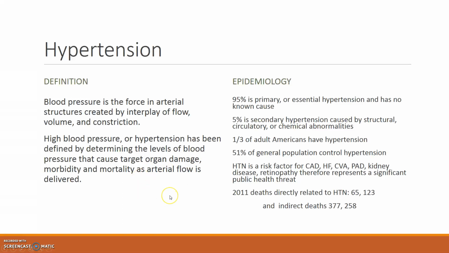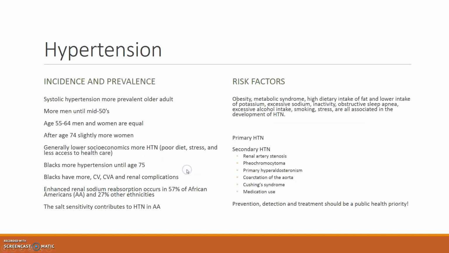In 2011, the deaths that they recorded directly related to high blood pressure was over 65,000. Indirect deaths were over 377,000. And we'll just talk a little more about incidence and prevalence. We know that systolic hypertension is more prevalent in older adults. More men have high blood pressure until their mid-50s. And then about age 55 to 64, men and women are equal. And then after age 74, women are slightly more.